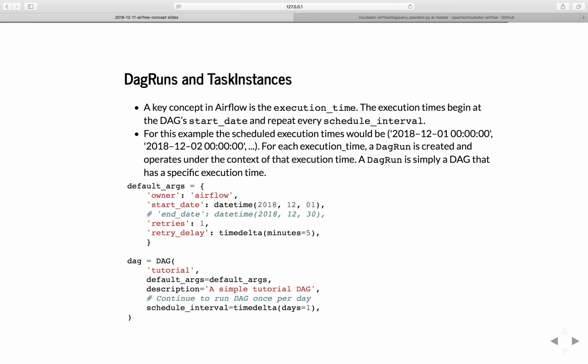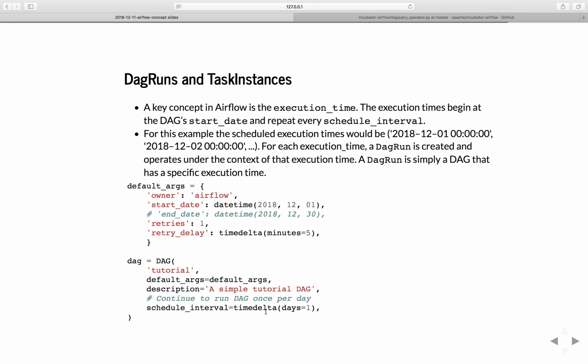And finally, I want to talk about the concept of DAG runs and task instances. Because when we talk about Airflow, we talk about workflows that run through time. So a key concept in Airflow is the execution time. The execution times begin at the DAG start date and repeat every schedule interval. What does it mean? In this example, in the default arguments section, I specify the start date as December 1st, which is a specific day from the past. And the schedule interval here is daily.